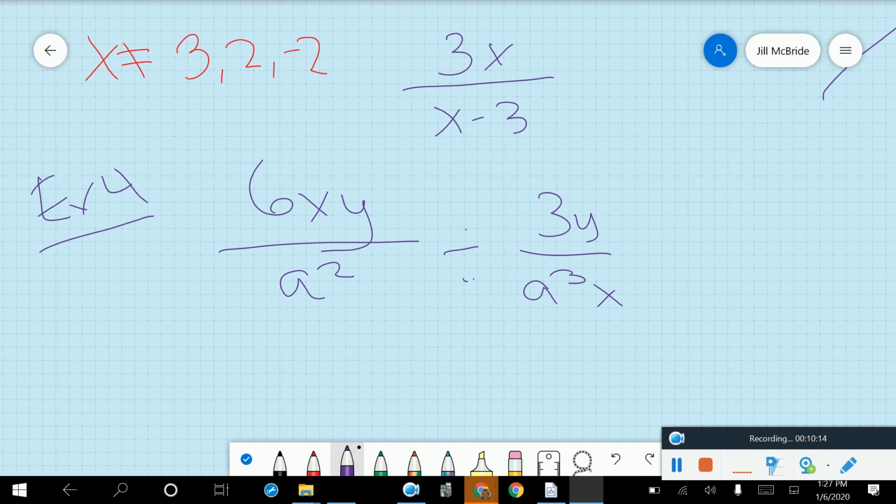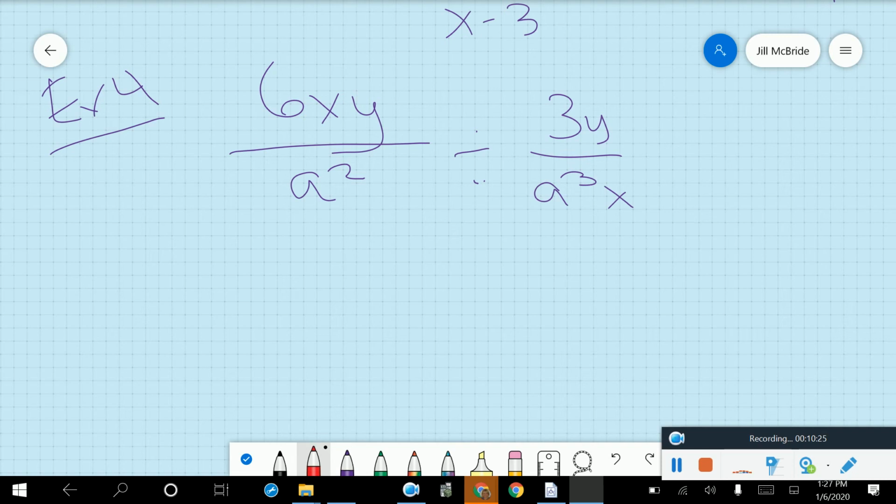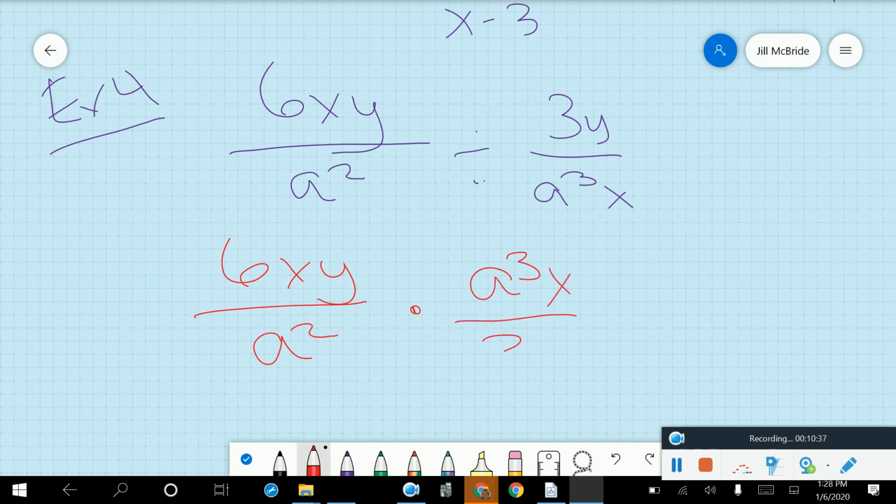Now, before talking about restrictions, if we remember correctly, dividing by a fraction is the same as multiplying by its reciprocal. So I'm going to change this to 6y over a squared times a cubed x over 3y.